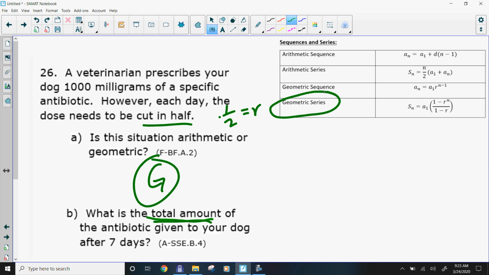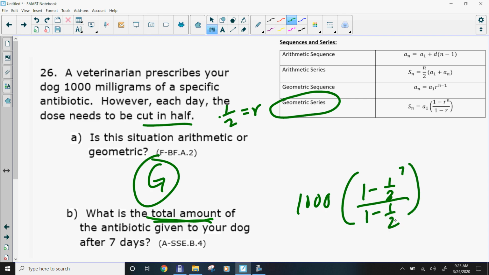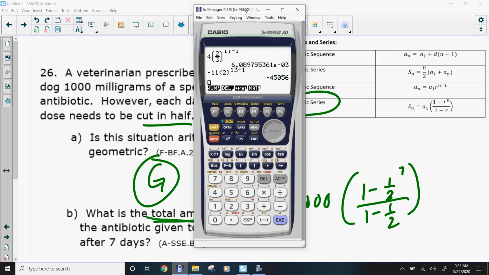So we're using the geometric series. The first number is 1,000, over 1 minus R. R is 1/2, and that's going to be raised to the seventh power since we're doing 7 days. And then at the bottom we have 1 minus 1/2. So over here, let me clear this out so it's not so messy. Delete it all, yes. Okay.